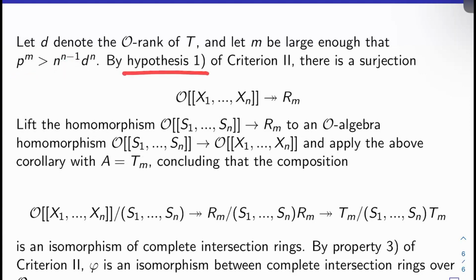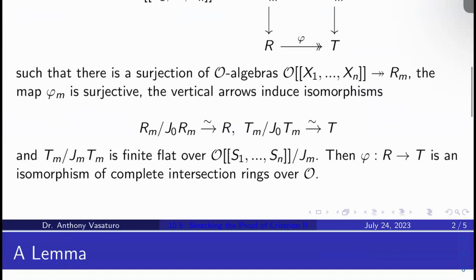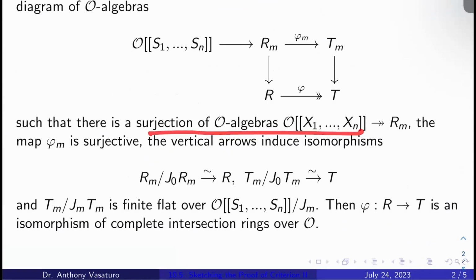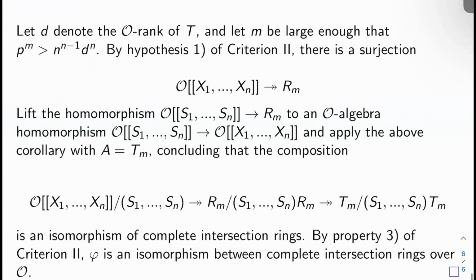By hypothesis 1 of criterion 2, okay, hypothesis 1 is the surjection of O algebras from O double bracket x1 through xn onto R sub m. Okay, what did we learn? There's a surjection from O double bracket x1 through xn to R sub m. Okay, we're gonna focus on this specific M.